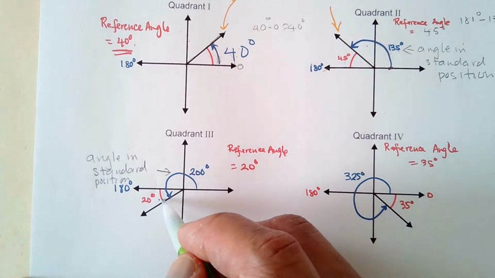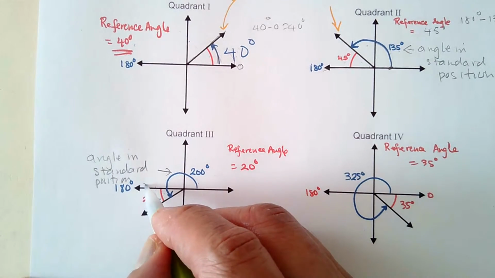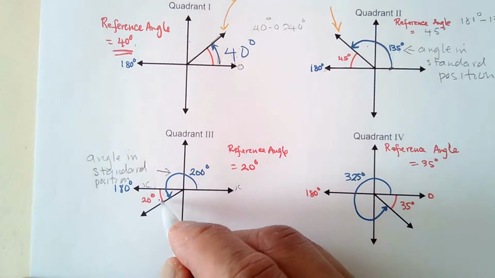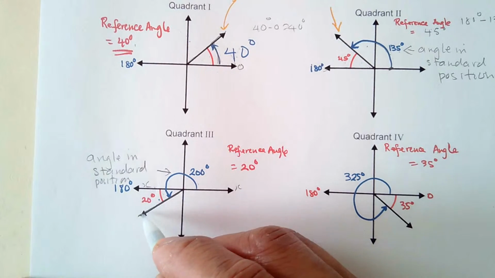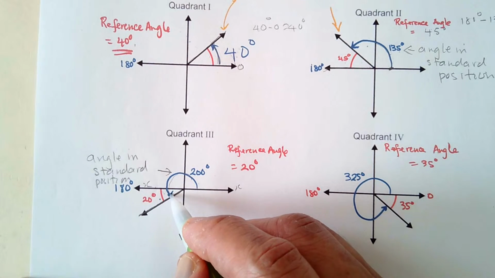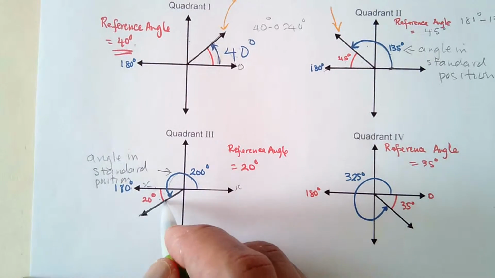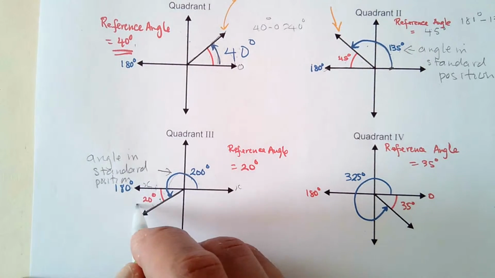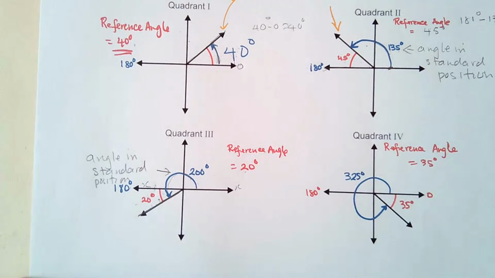Now, a reference angle is between your x-axis, which is this guy here, and your terminal arm. So since this is 200, here is 180, so the difference between the two is 20. So that's why the reference angle is 20 degrees.